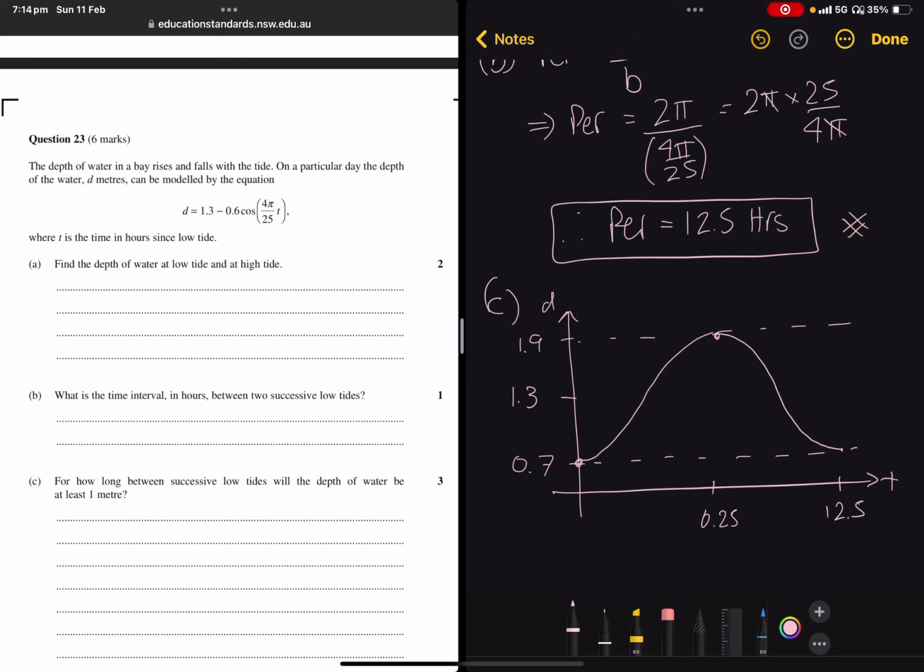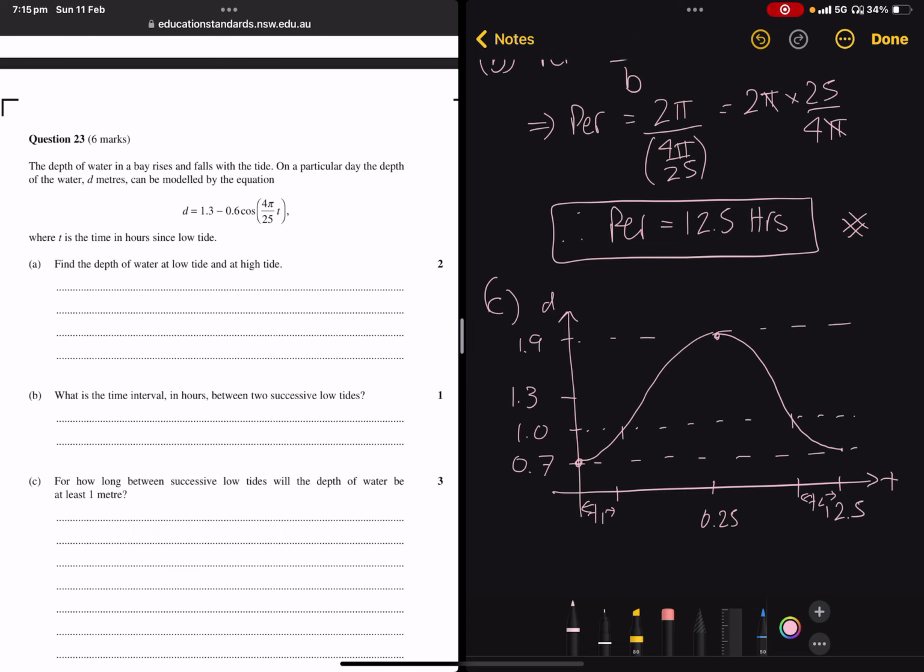So for how long between successive low tides will the depth of water be at least 1 meter? Okay. 1 meter is about here. This is 1.0. So for how long between successive low tides, it's going to be whatever this time period is, which we'll call T1, and then whatever this time period is, which we'll call T2. Now we note because of the symmetry, the time period T1 is actually equal to the time period T2. These are the same. So all we need to do is find the time period T1, double it, and that will be the amount of time.